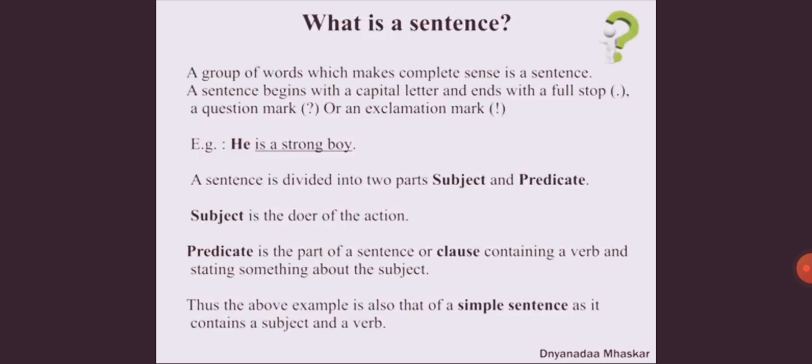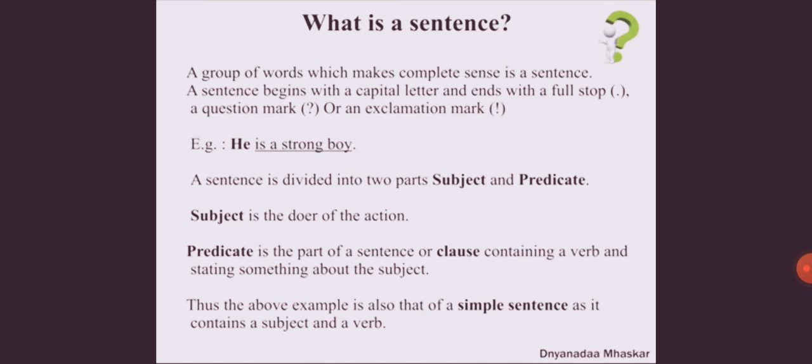We shall first revise sentences, which we learned in our previous video, before we proceed. So what is a sentence? A group of words which make complete sense is a sentence. A sentence begins with a capital letter and ends with a full stop, a question mark, or an exclamation mark. For example, he is a strong boy. Here, he is the subject and is a strong boy is the predicate.